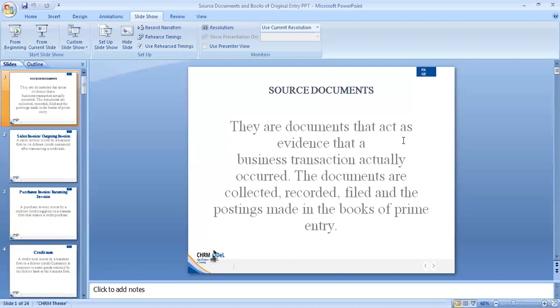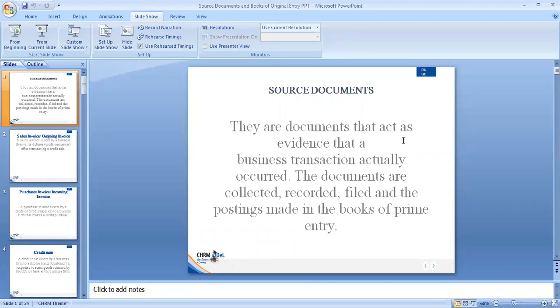has actually occurred. The same way, if, for example, you pay your school fees now, the school will issue you with a receipt. And that receipt will be used as evidence in the future to show that you have actually paid the school fees. And these documents that are normally prepared by the business or received by the business, they are all that we are talking about as the source documents.